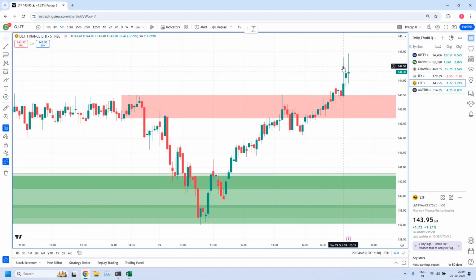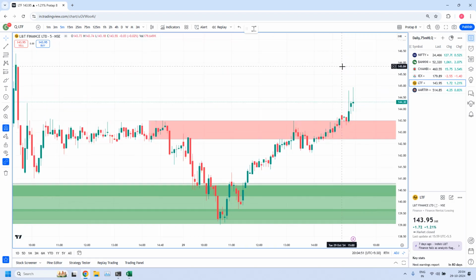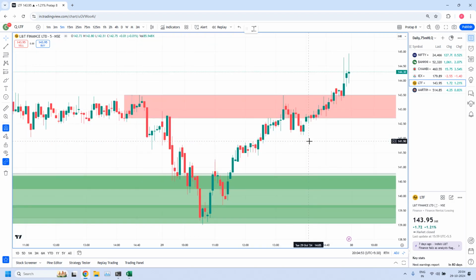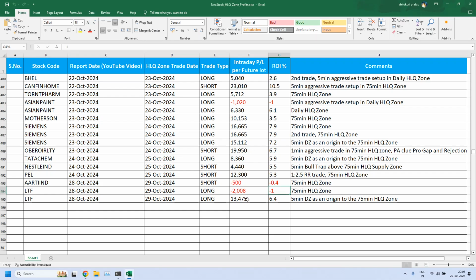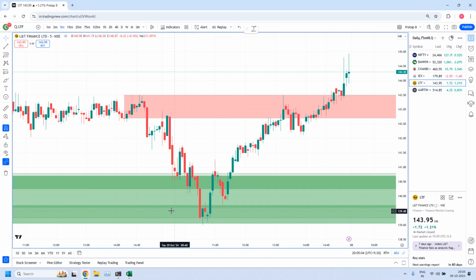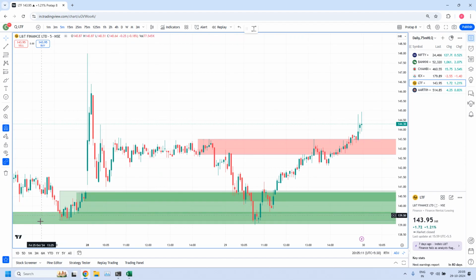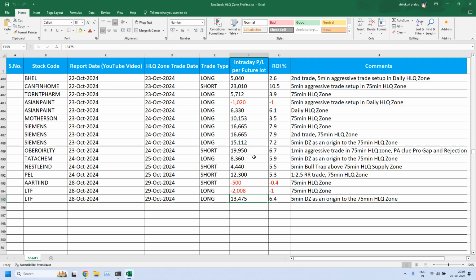I'm talking about those people who want to aim for more profit. Probably some of these techniques they will use. But we already reached this 5-minute zone, and that way we got 13,475 rupees up to this area. And moreover, from this zone to this zone, we got 3.5 RR. From this 5-minute zone till this 15-minute target, we got 1:3.5 RR, which has given 13,475 profit, which is 6.4% ROI.